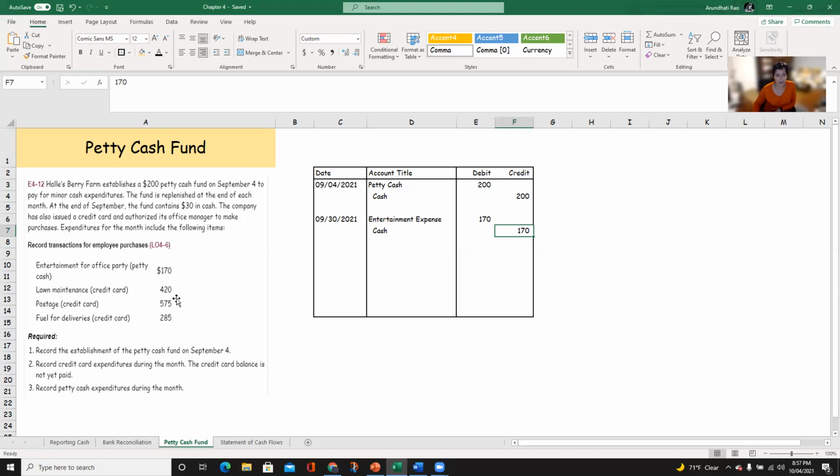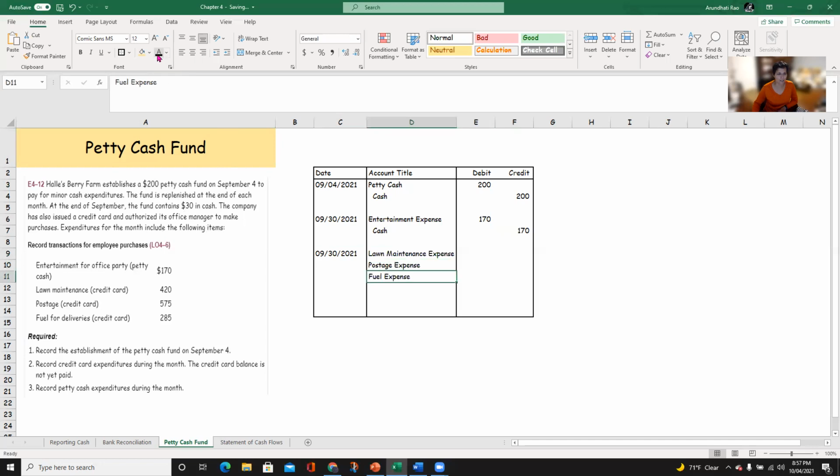Okay, now let's carry on and look at the other credit card expenses. Again, on September 30th, we'll do the journal entry. We have lawn maintenance expense debit, postage expense debit, fuel expense debit, and accounts payable credit, because these are all credit card transactions. I've not yet paid the cash. And my journal entry over here is lawn maintenance expense debit 420, postage expense debit 575, fuel expense 285, for a total of $1,280.